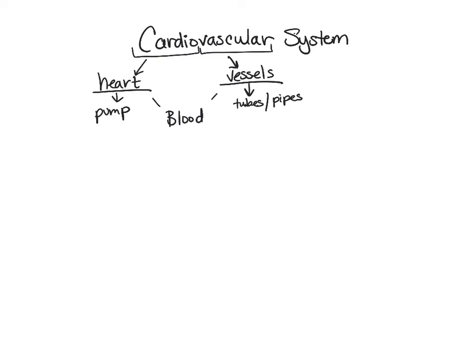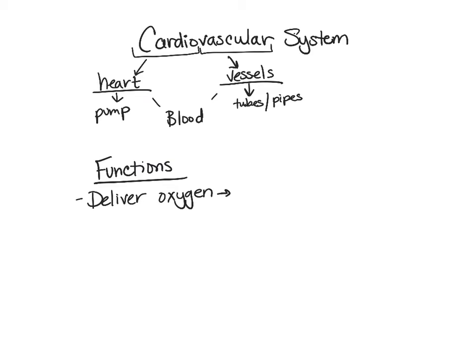So let's take a look at the cardiovascular system functions. Some of the functions of the cardiovascular system, first is to deliver oxygen. So we're talking about delivering oxygen to all of the tissues in the body. We are going to be getting that oxygen from the lungs, and we'll take a look at how that happens, but we'll be getting the oxygen from the lungs as we breathe it in, and then we're going to be taking it to all of the other tissues of the body. So delivering oxygen. Also, we're going to be delivering other nutrients.